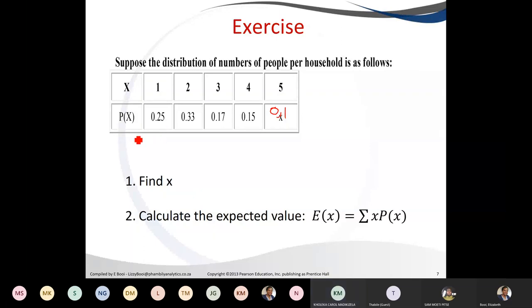And then I multiplied 1 times 0.25. Yes. 2 times 0.33. 2 times 0.17. Wait, am I missing something? 2 times 0.6 is 0.33. Is 0.33, yeah. Yes. 3 times 0.17. You get 0.51. That's 0.51, yes. And then 4 times 0.15, you get 0.6. And then 5 times 0.1, you get 0.5.